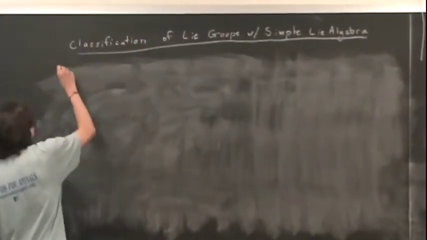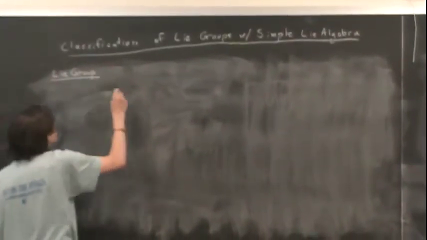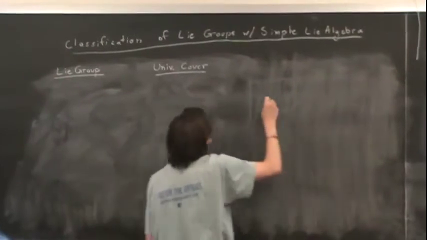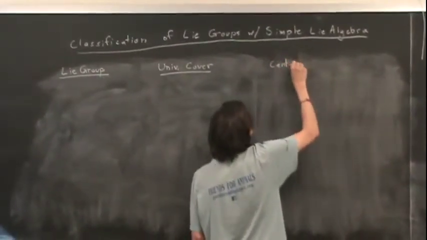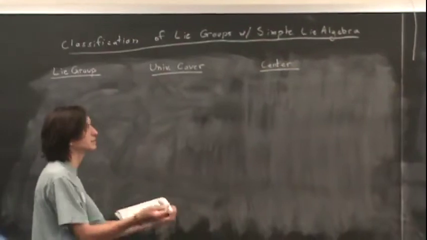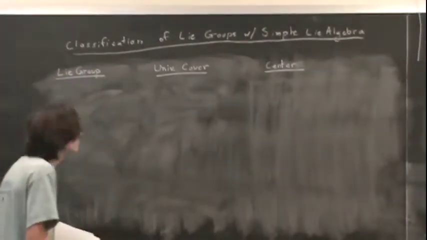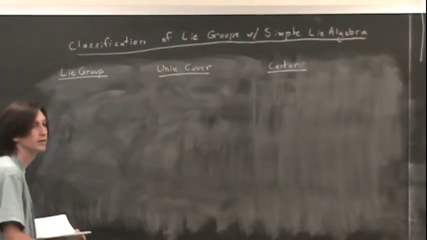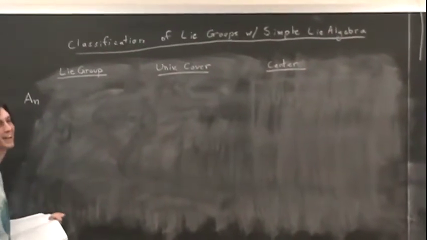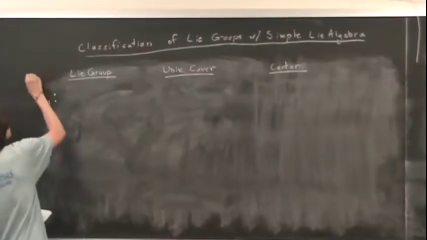Let's make a table first. Lie group, universal cover, and then centers, the center of the universal cover. We can also mod out any subgroup of the center, since any subgroup of the center is also a central normal subgroup. What you're going to put in the first column are called classical Lie groups, exactly. So we talked about these classical Lie groups.